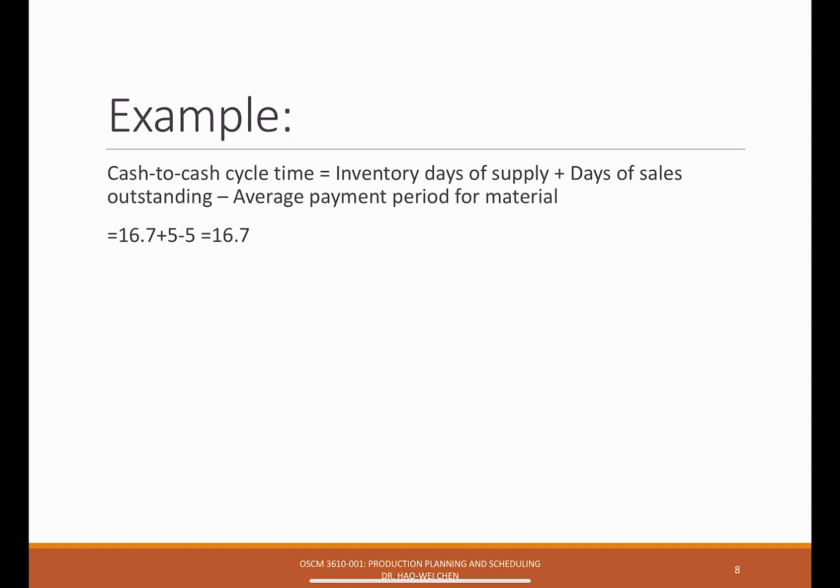Then we can calculate the cash-to-cash cycle time. And again, the cash-to-cash cycle time will be equal to the inventory days of supply plus the days of sales outstanding, subtracted by the average payment period for material. So in this case, we have 16.7 plus 5 subtracted by 5, and the answer will be 16.7 days.